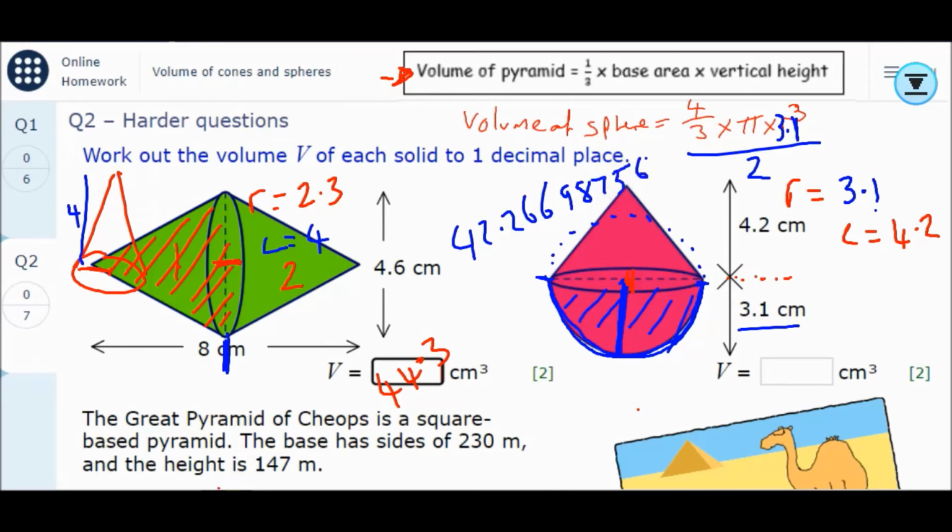42.26698756, and yes, I do need to write it all down, because remember I only round when I've added them together right at the end.